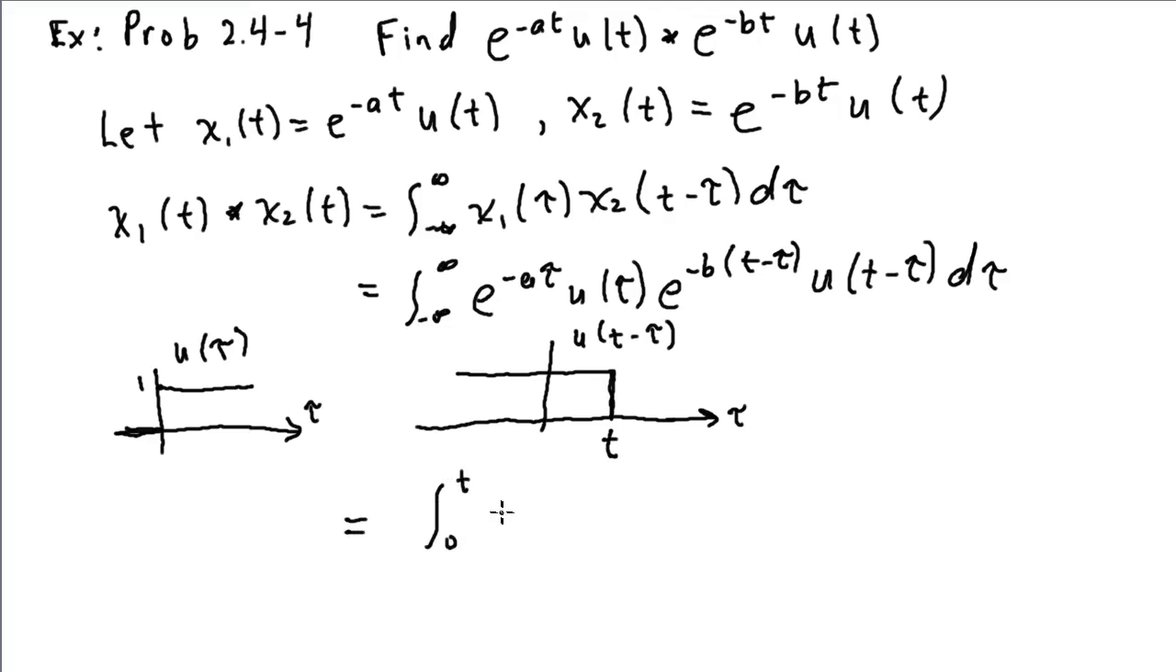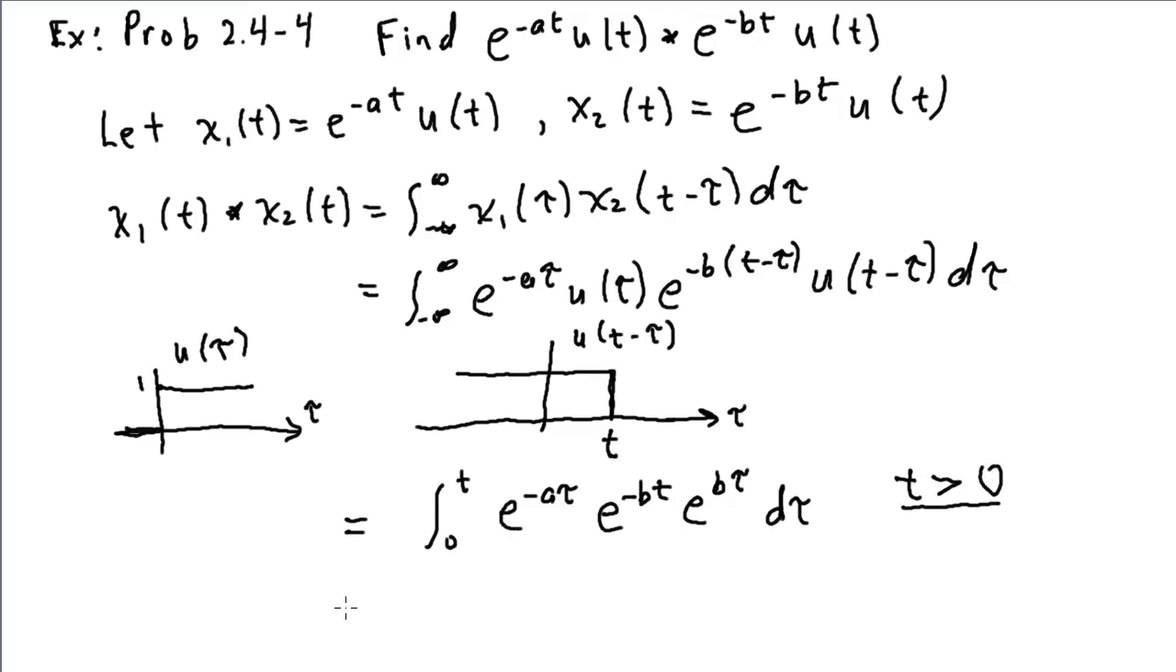0 and t. We have e to the minus a tau. Of course, u of tau actually determined our lower limit, and then I'm going to distribute the b here. I'll have e to the minus bt, and then it will be plus b tau, but I can write that using a property of exponents as e to the plus b tau. And then the u of t minus tau determined our upper limit, integrals over tau. And again, this is the result for the case where t is greater than 0. Okay. If t is less than 0, the result is 0.